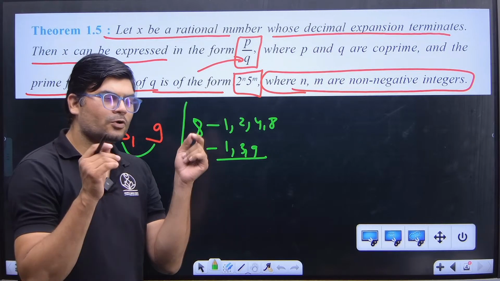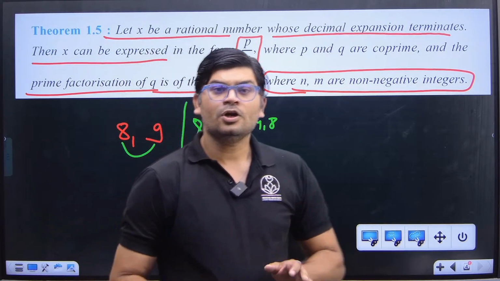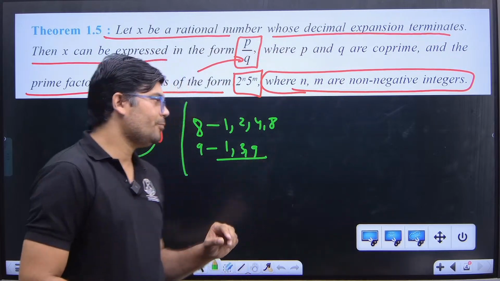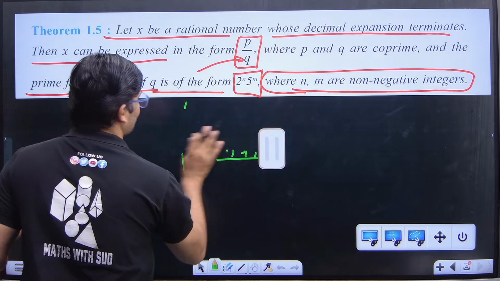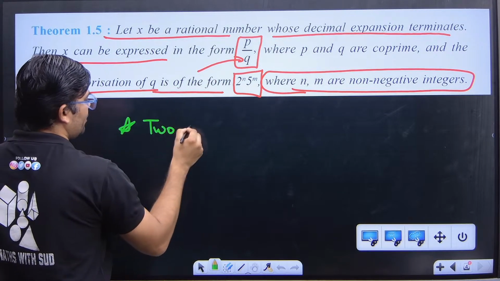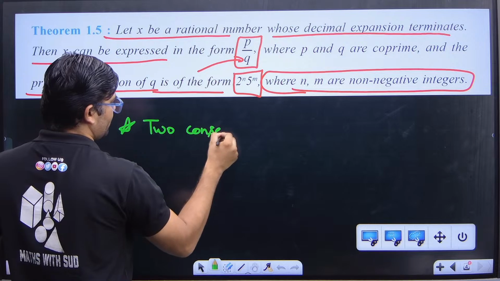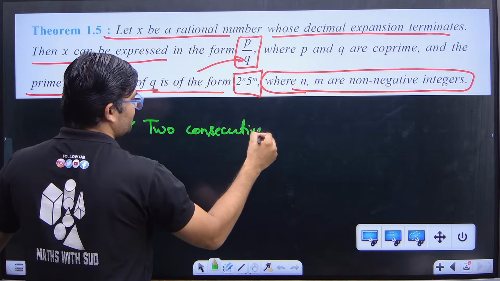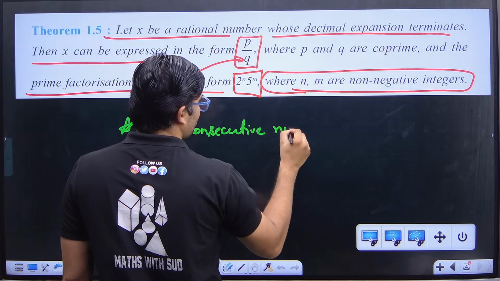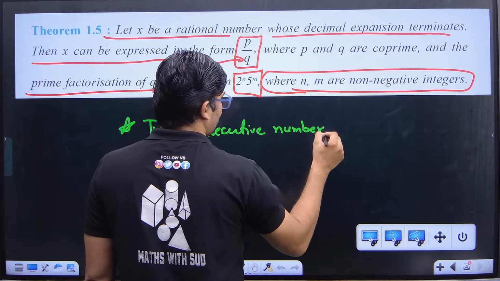Two prime numbers are always co-prime. Two consecutive numbers are always co-prime. Please remember these 3 points. Two consecutive numbers are always co-prime. Consecutive means one after another: 8, 9, 2, 3, 5, 6. Two consecutive numbers will always be co-prime.